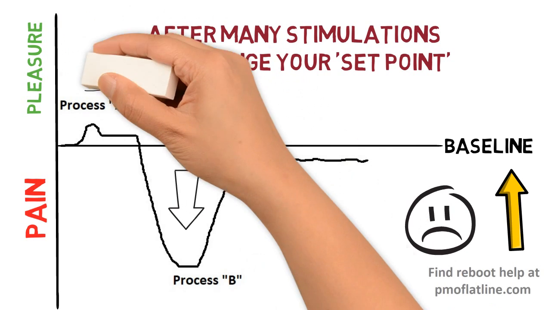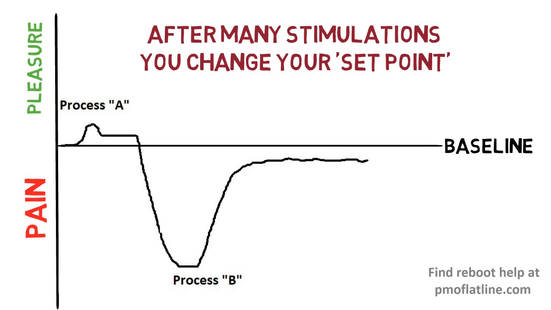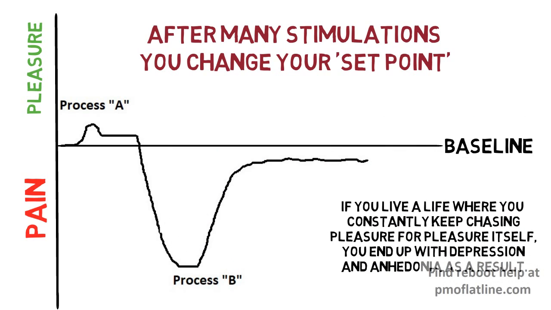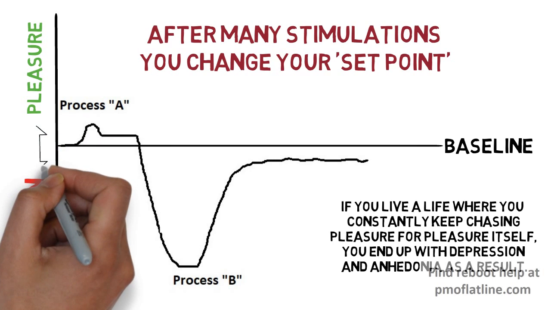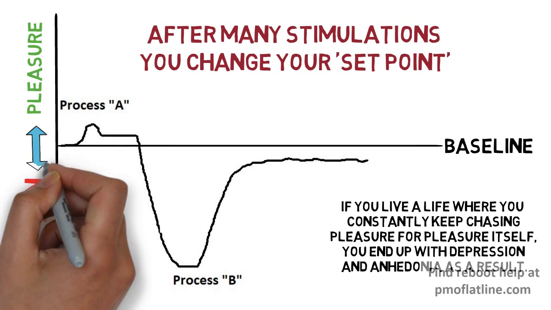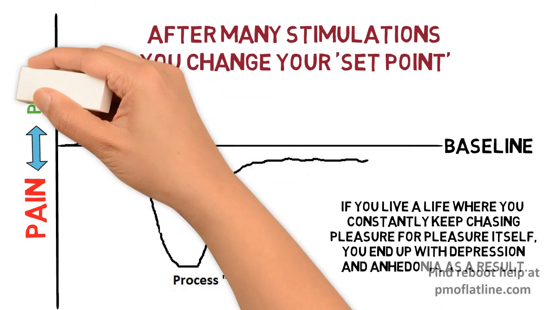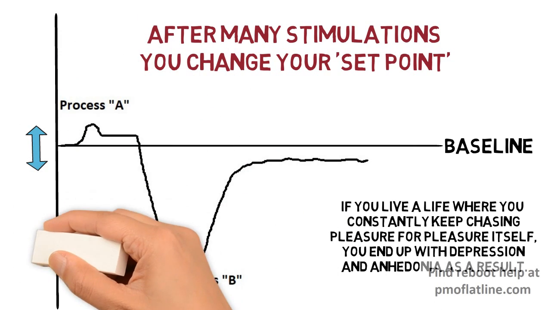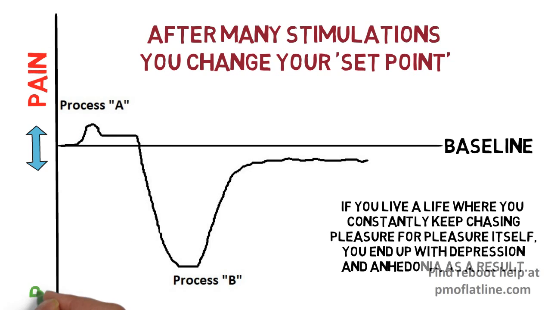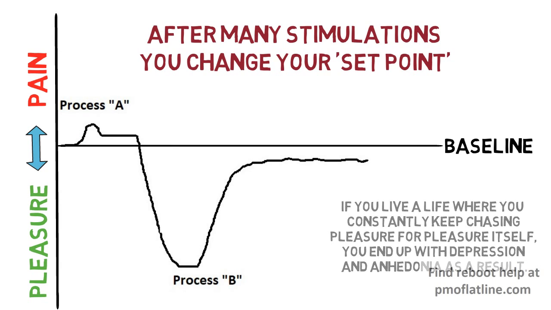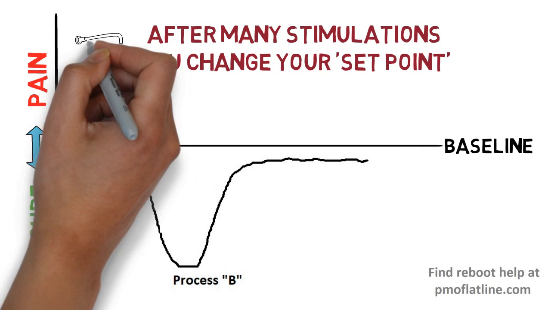What you are looking at here is the addiction process in a graph. If you live a life where you constantly keep chasing pleasure for pleasure itself, you end up with depression and anhedonia as a result. But again, remember, the opponent process theory works on all stimulations. So what if we again flip it around and put the pain here and the pleasure down here? Well, now it starts to get really interesting.